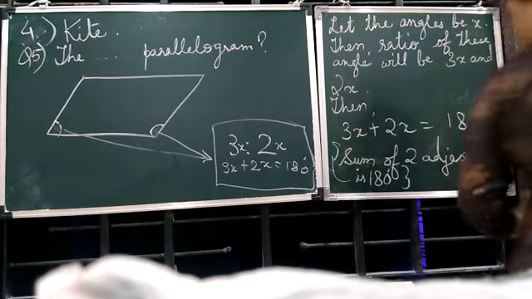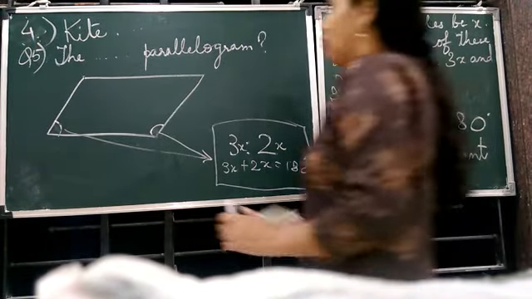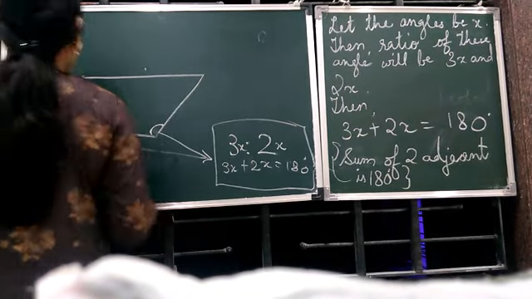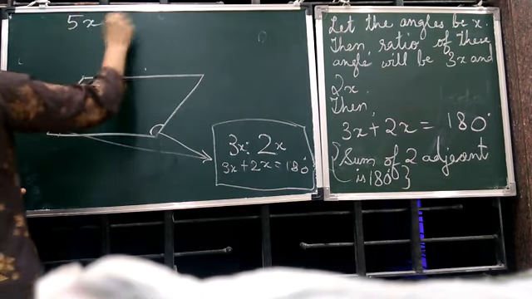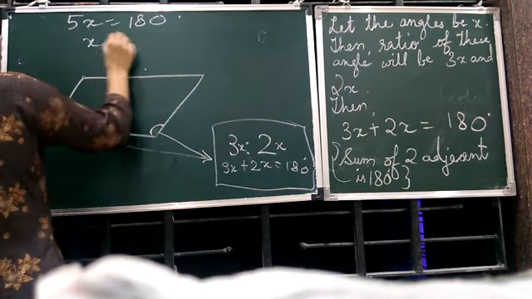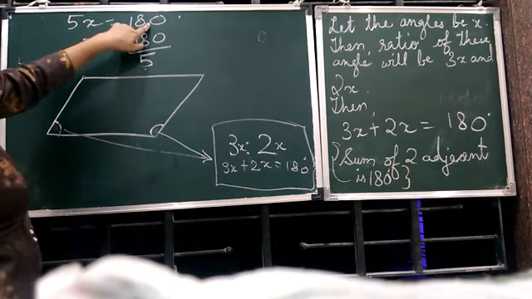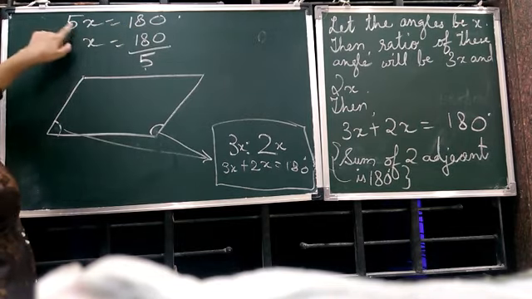Now 3x plus 2x will give us 5x. So 5x is equal to 180 degrees. So x is equal to 180 divided by 5. This 5 will be transposed to this side. Its sign will change. It is in multiplication, so it will become division.